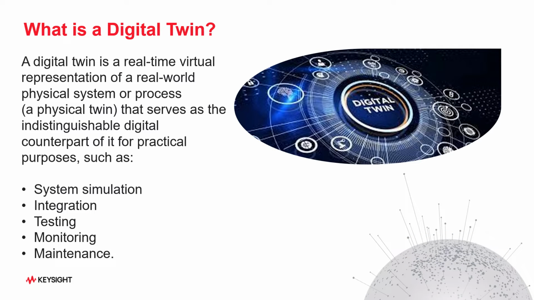All right, let's get started. Let us first understand what is a digital twin. A digital twin is a real-time virtual representation of a real-world physical system or process that serves as a digital counterpart of it for practical purposes such as system simulation, integration, testing, monitoring, and maintenance.